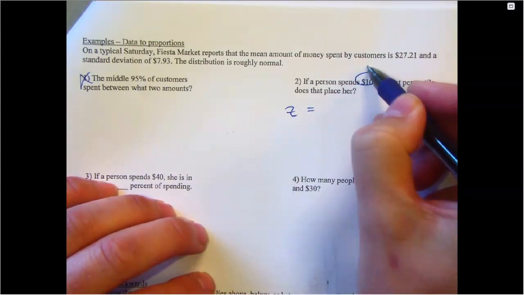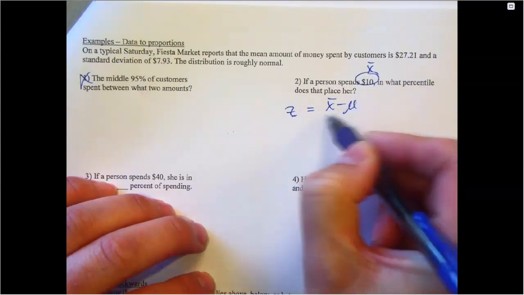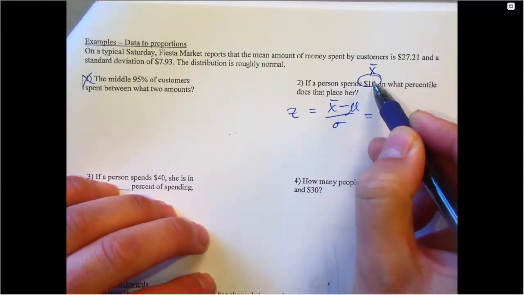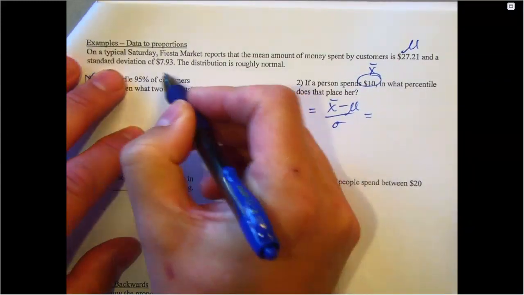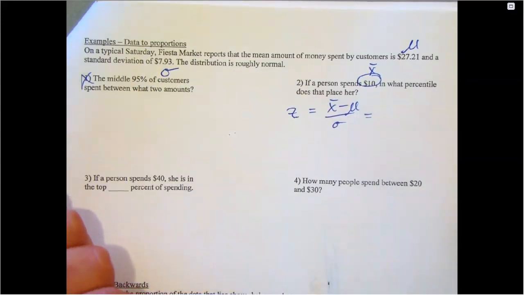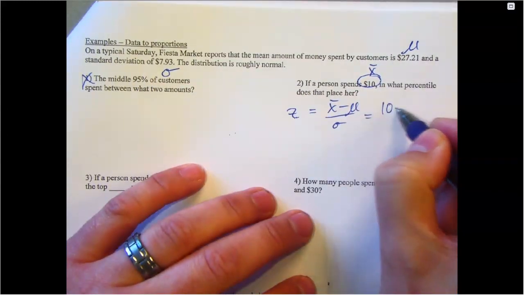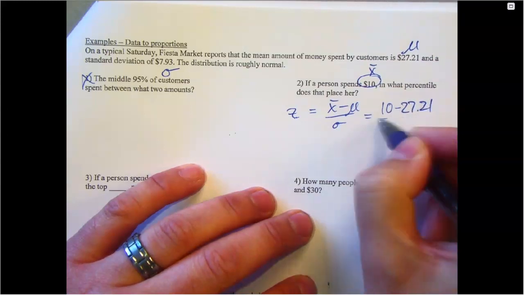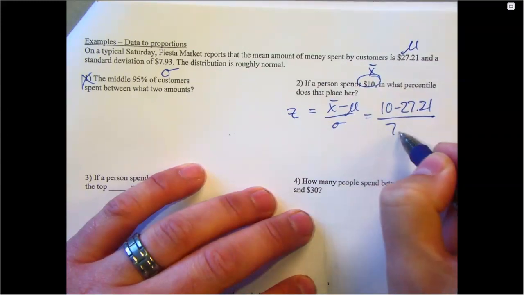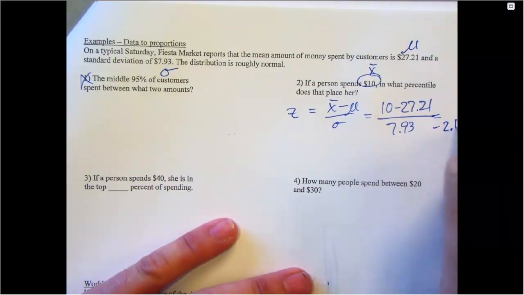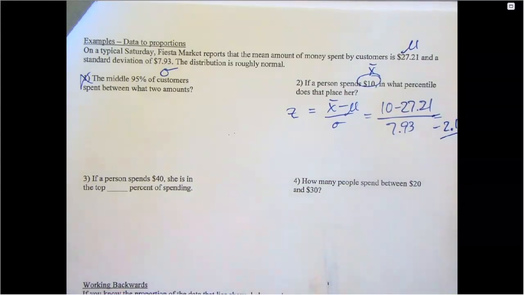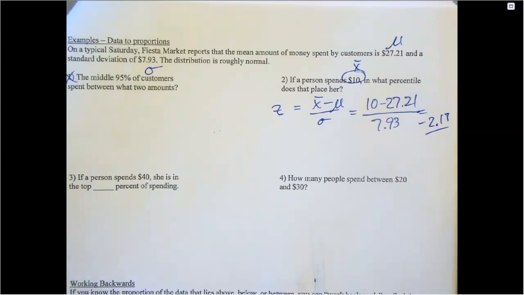So remember, our data point is x, so z is x minus mu over standard deviation. The mean is 27.21, and the standard deviation is 7.93. So this is 10 minus 27.21 over 7.93. So I get negative 2.17. We good on the z-score, do we agree?